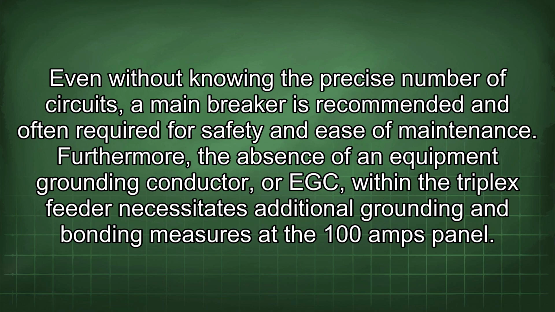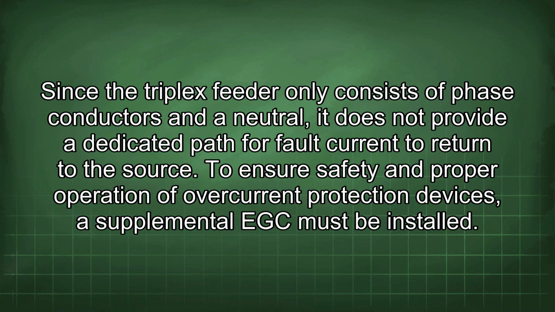Furthermore, the absence of an equipment grounding conductor, or EGC, within the triplex feeder necessitates additional grounding and bonding measures at the 100 amps panel. Since the triplex feeder only consists of phase conductors and a neutral, it does not provide a dedicated path for fault current to return to the source. To ensure safety and proper operation of overcurrent protection devices, a supplemental EGC must be installed.